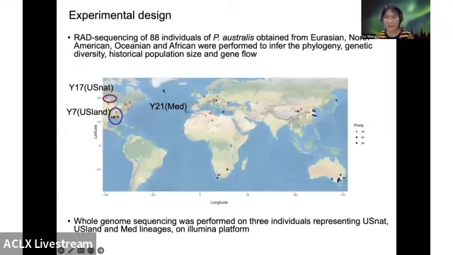We sampled 88 individuals from all over the world and performed RAD-seq sequencing on them. These individuals included tetraploids, hexaploids, and octoploids. And then we selected 3 individuals representing 3 different geographic lineages and performed whole genome sequencing on them to assemble the reference genomes.